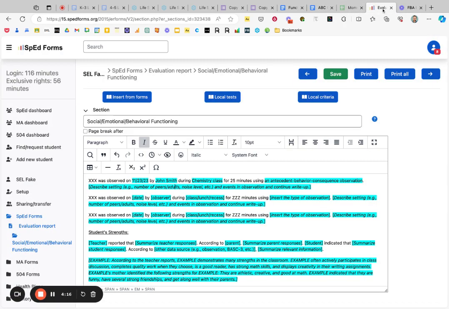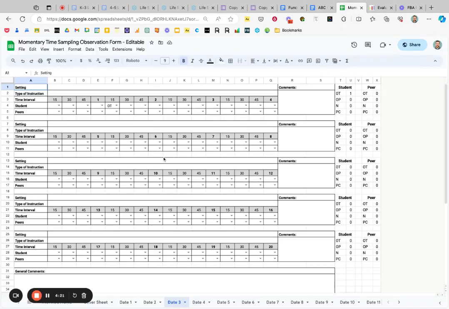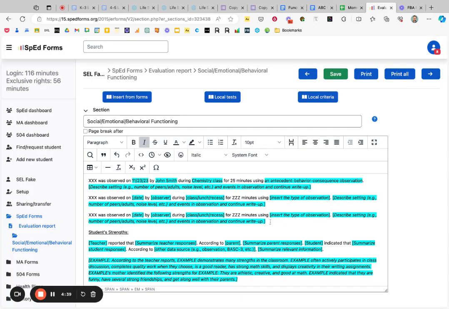Maybe when you get to the second or third observation, maybe you did momentary time sampling or one of those other observation methods. So you might end up saying the student was off task 63% of class. This isn't filled out obviously, but that might be your takeaway from doing this momentary time sampling observation. So you would write up the date, all of that.